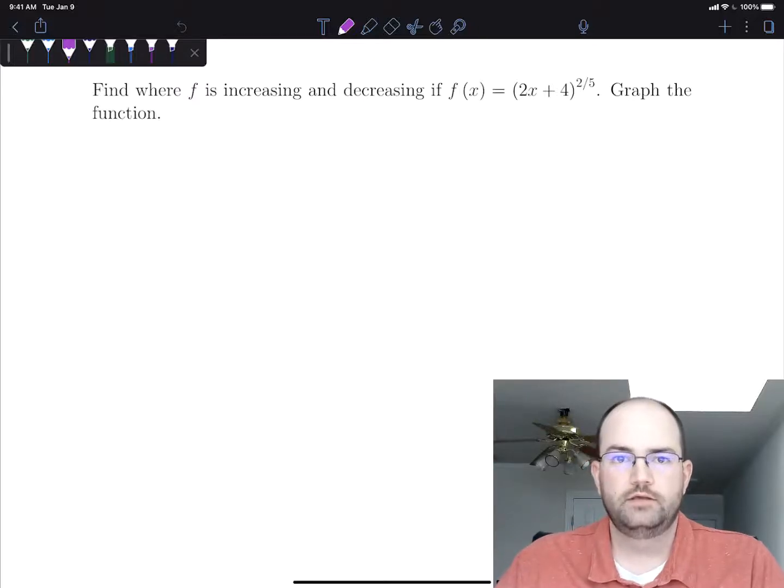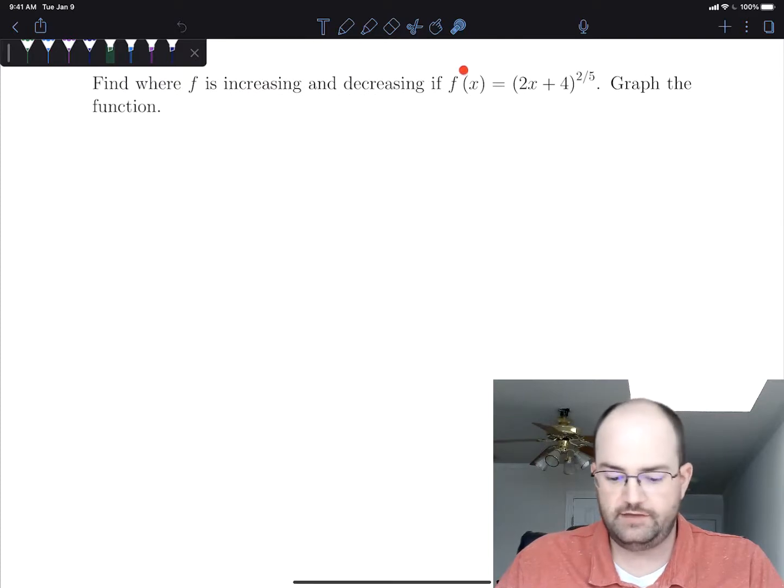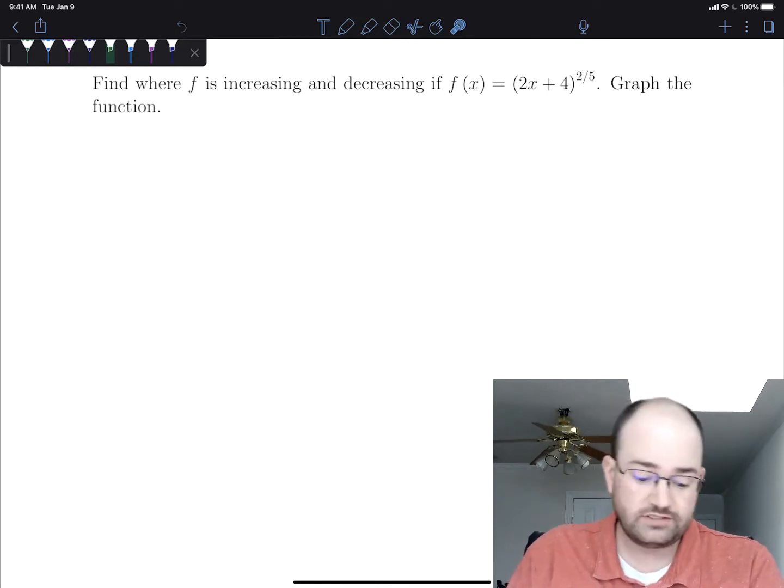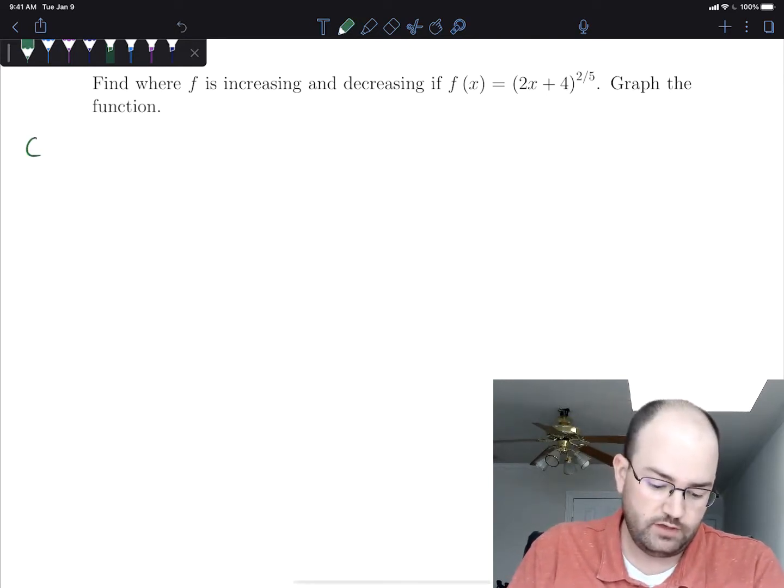Hello. In this video, we're going to find where f is increasing and decreasing if f of x equals (2x plus 4) to the 2/5 power, and then we're going to graph the function using the calculator. To do this, we first want to find where the function is increasing or decreasing, but to do that, we need the critical numbers. To find those, we need to find the first derivative.